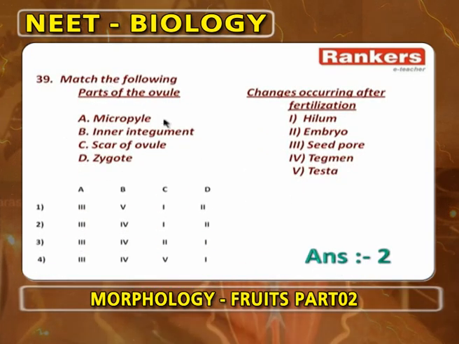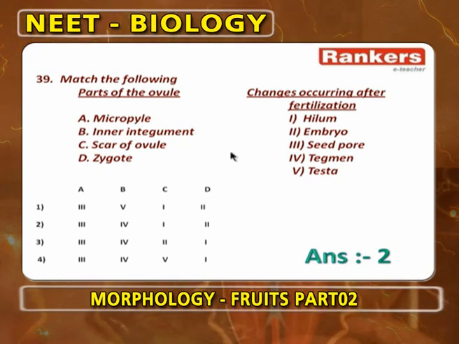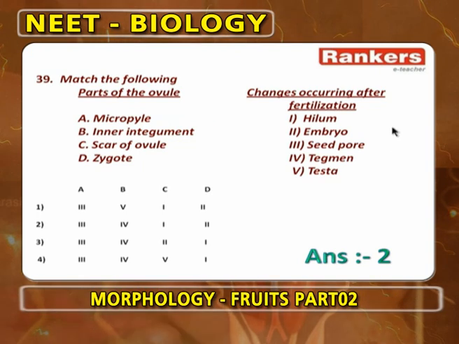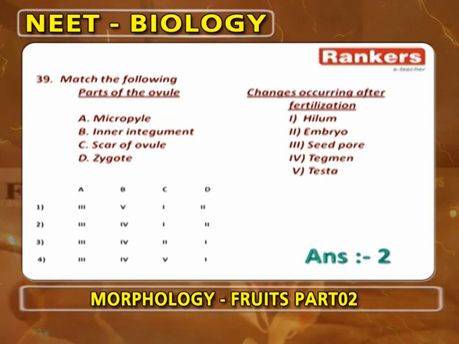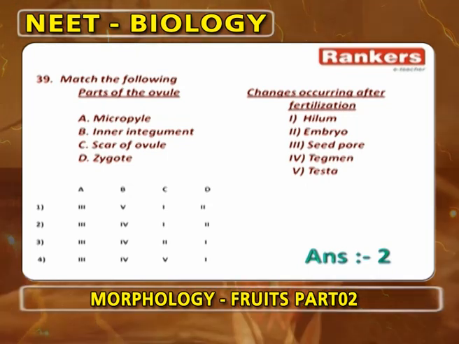Micropyle, inner integument, scar of the ovule, zygote. For this, the answer is A3, B4, C1, D2. Micropyle becomes seed pore. Inner integument becomes tegmen. Scar of the ovule is hilum. Zygote develops into embryo. So, these are the parts of the ovule and the changes occurring after fertilization. Now, coming to the last bit.